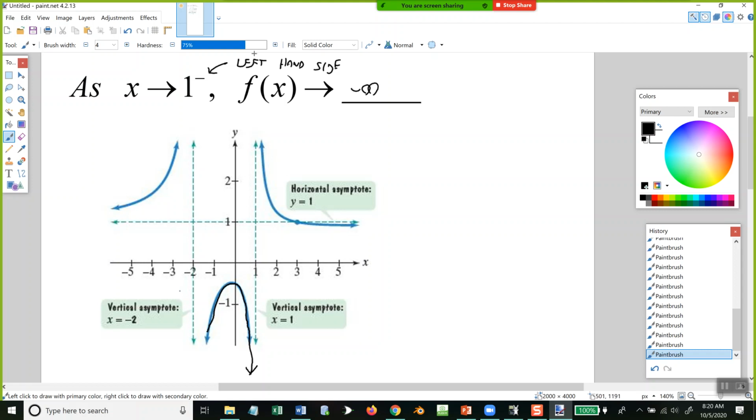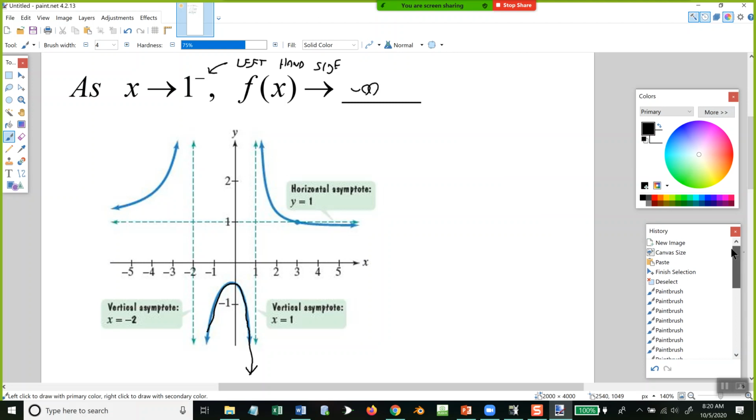Is there any questions on those limits? It's a calculus concept, but it's used to introduce what in the world's an asymptote.